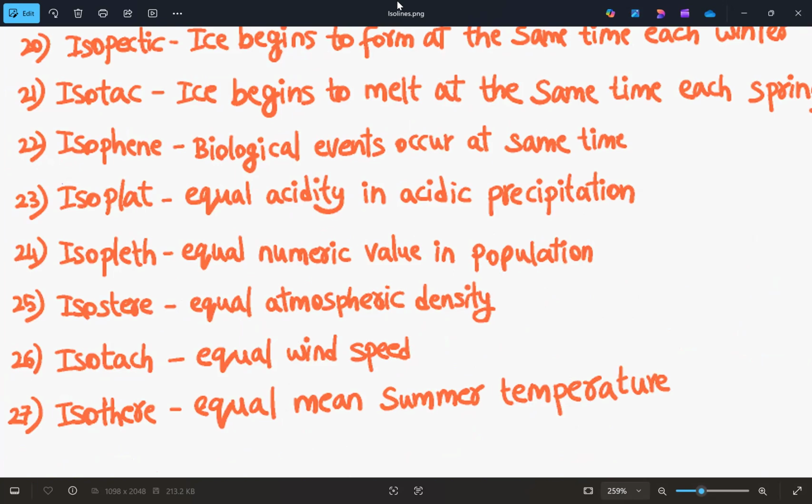So these are all the isolines that are covered in this video. I hope the tricks I mentioned for at least some of the isolines can be useful.